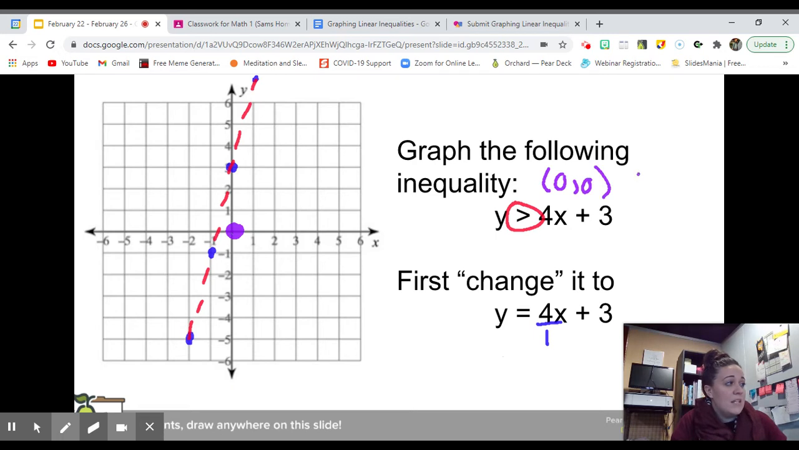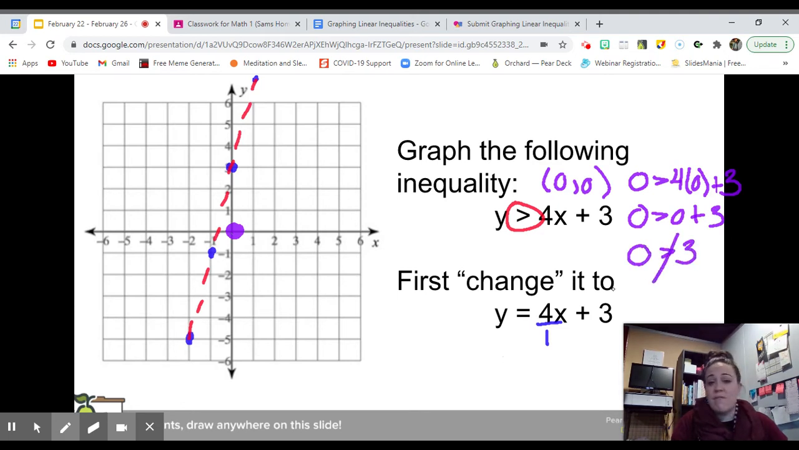So I'm going to take 0 for my y value. Is 0 greater than 4 times 0, being the x value, plus 3? Okay, so is 0 greater than 0 plus 3? Is 0 greater than 3? No, that is a false statement. 0 is not greater than 3.